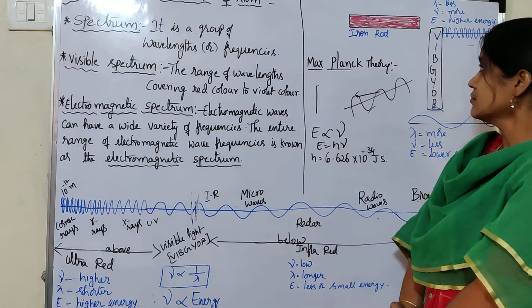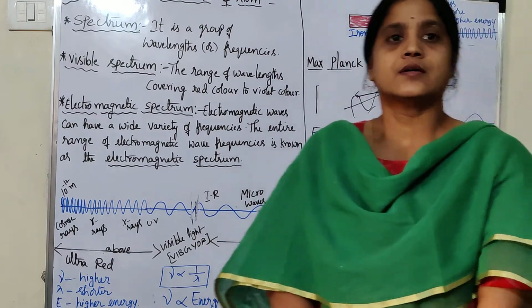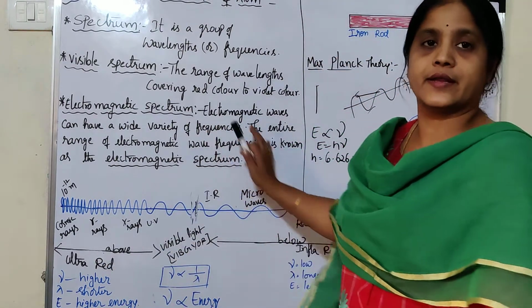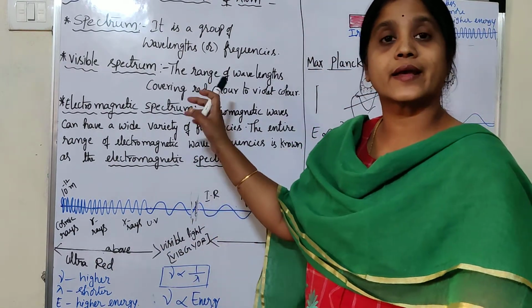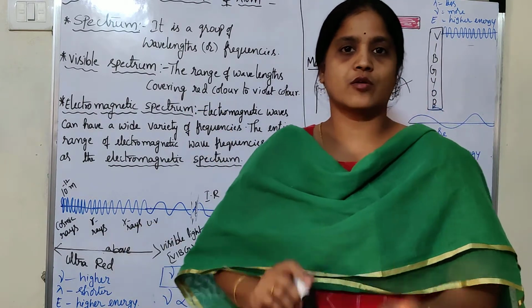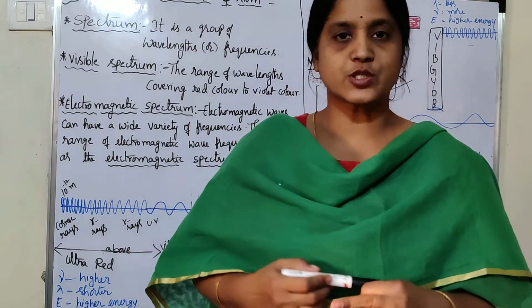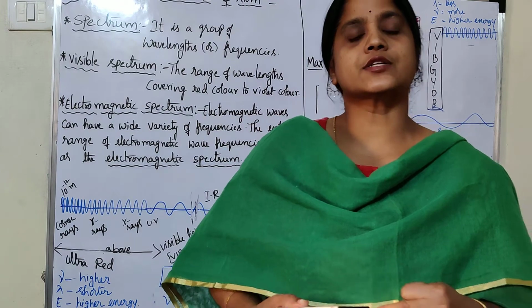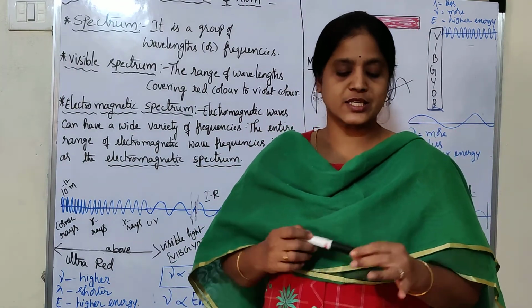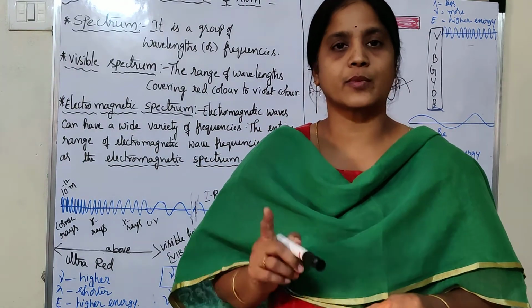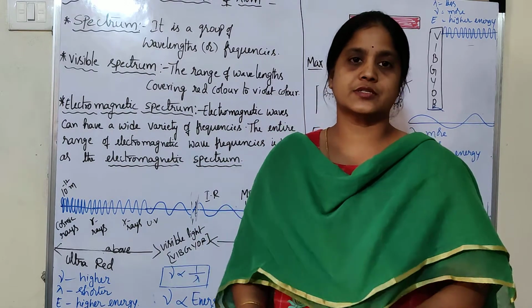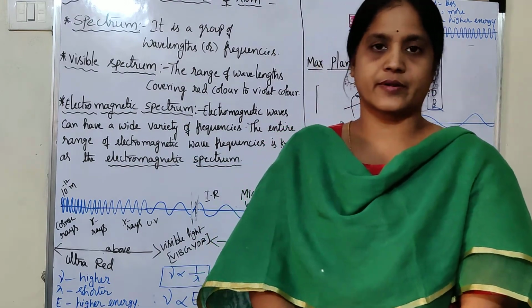Now, this is about the electromagnetic spectrum. So now we discussed what is spectrum, what is visible spectrum, and what is electromagnetic spectrum. These three are important for 1 mark. These definitions are important for 1 mark.